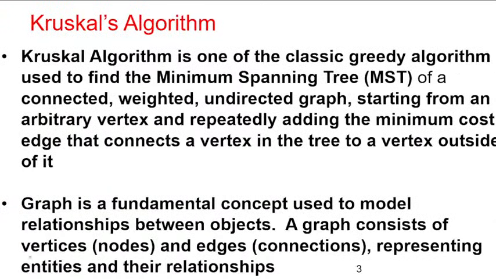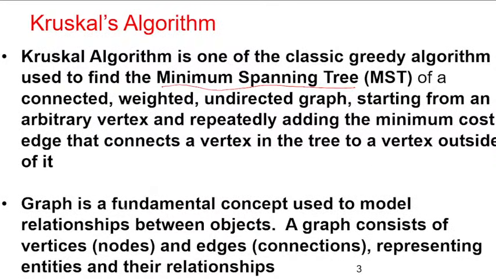Okay, so now let me take the pen. So minimum spanning tree, MST, of a connected graph. That graph should be connected, that graph should have the weight, and it must be an undirected graph. So we are going to start from any arbitrary vertex which has the lowest cost, and repeatedly adding the minimum cost edges that connect a vertex in the tree to a vertex outside of it.